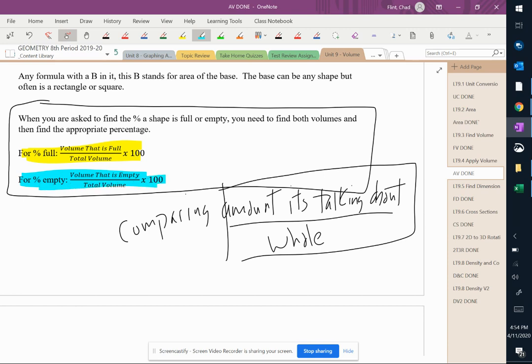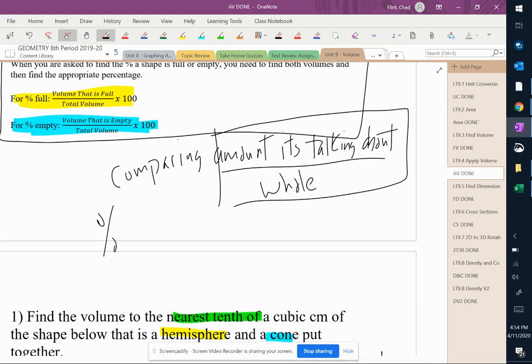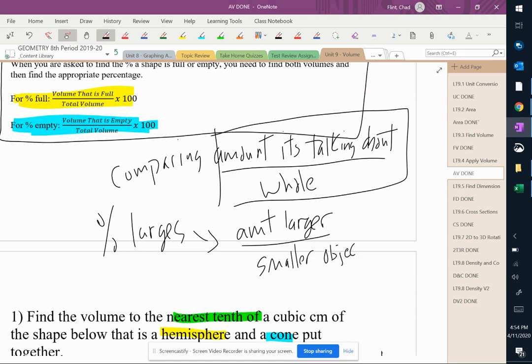But it might ask how much larger is a shape than another one. So if it said what percent larger is something, you're going to put the amount larger over the smaller object, because you're comparing the larger one to the smaller one. I should spell larger right.